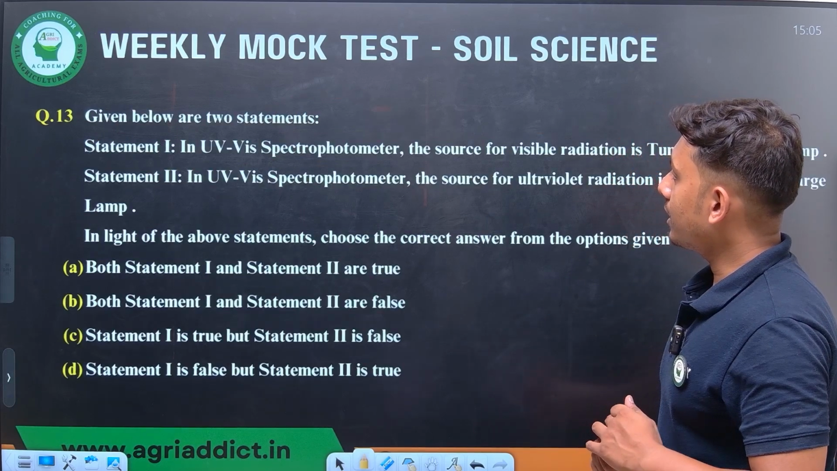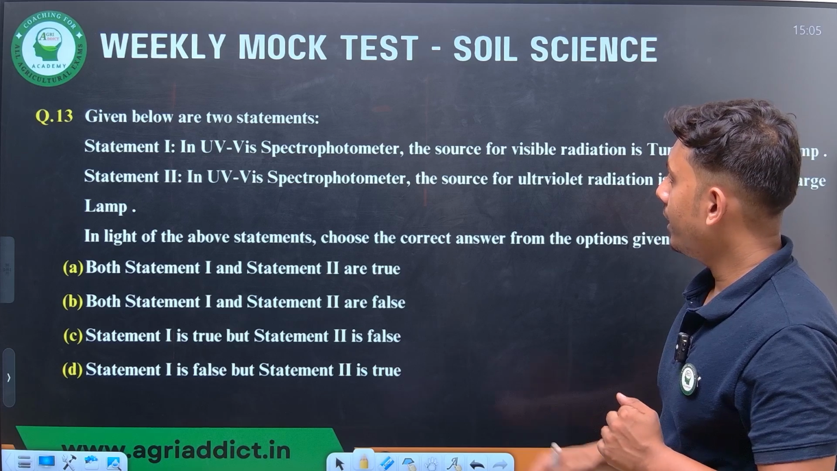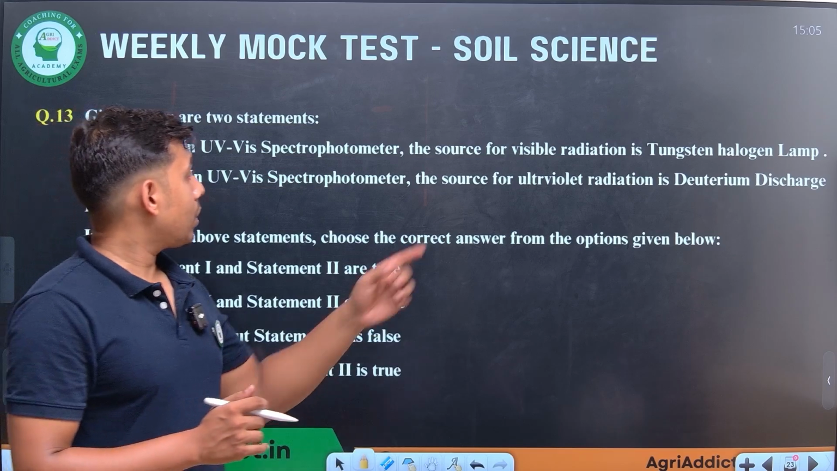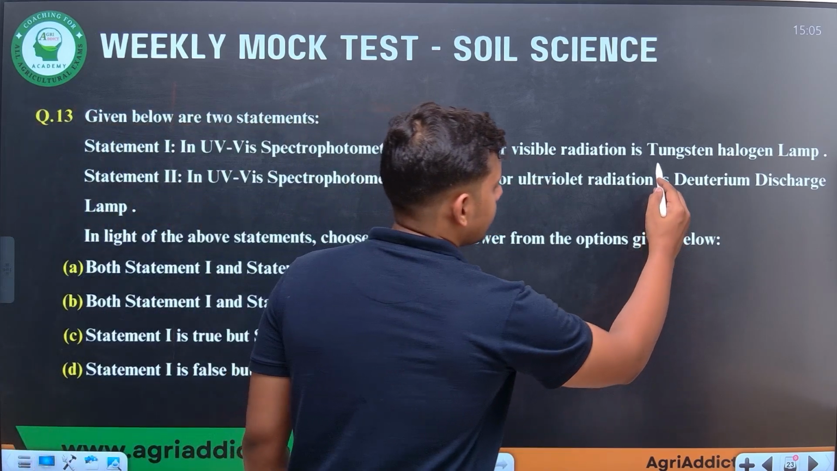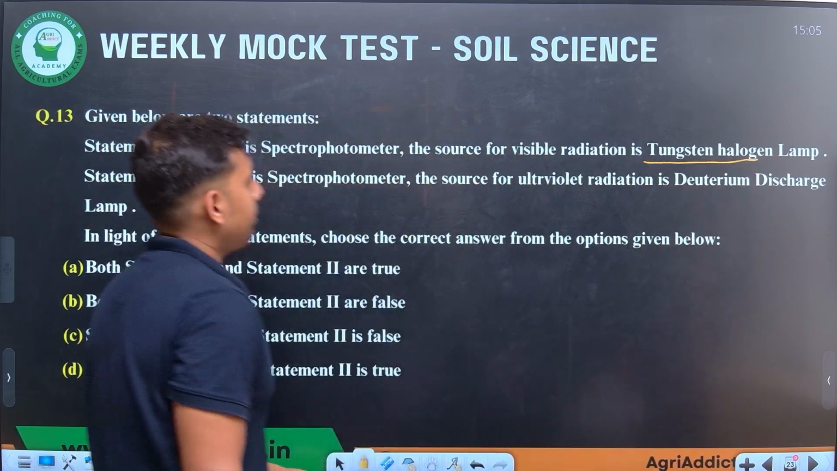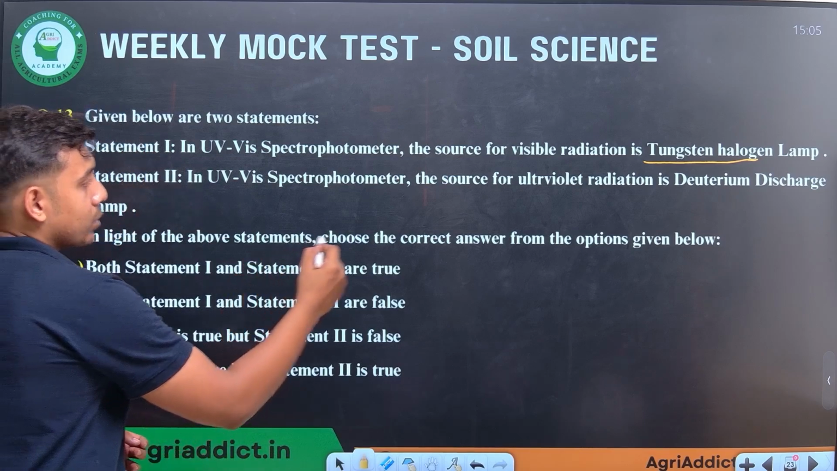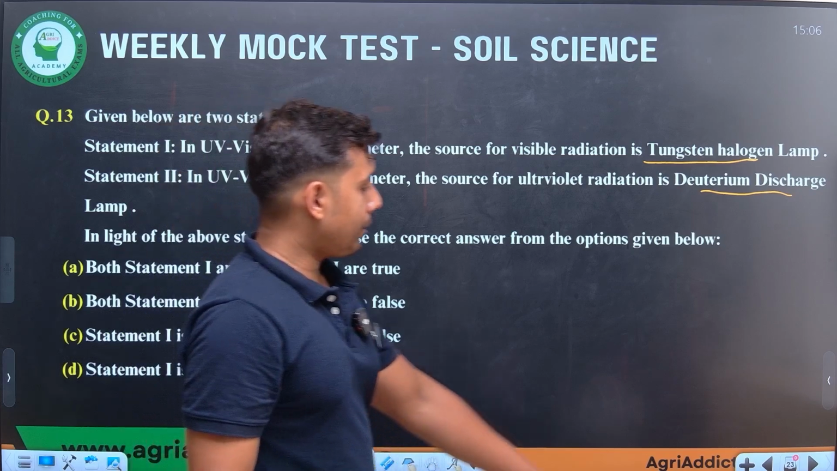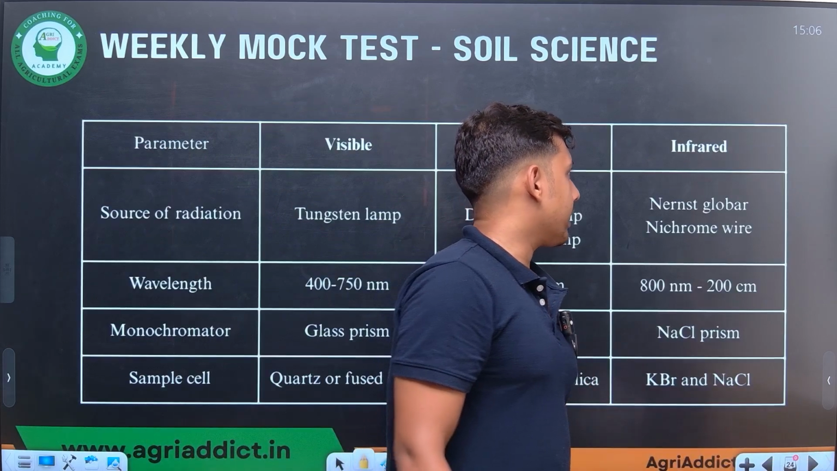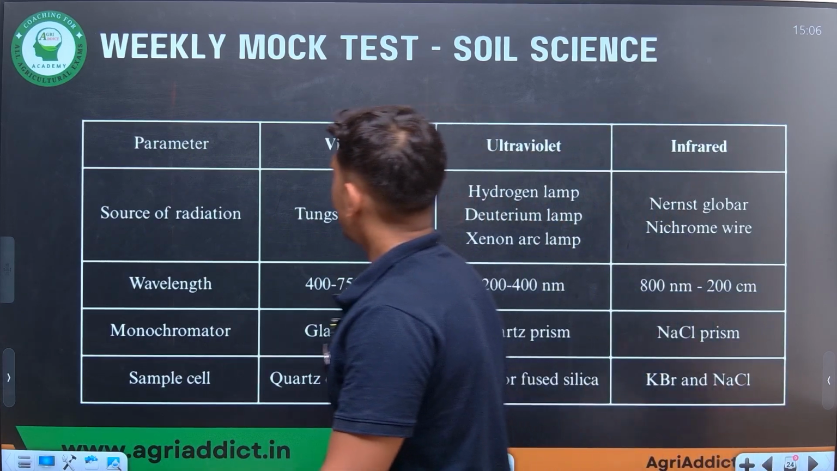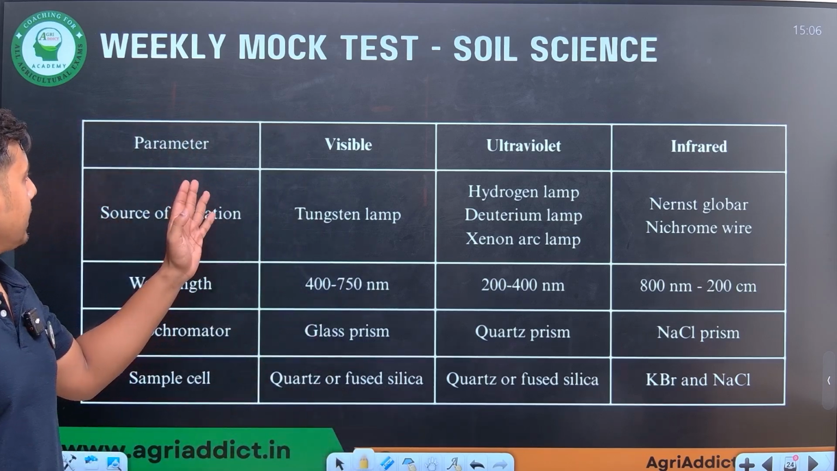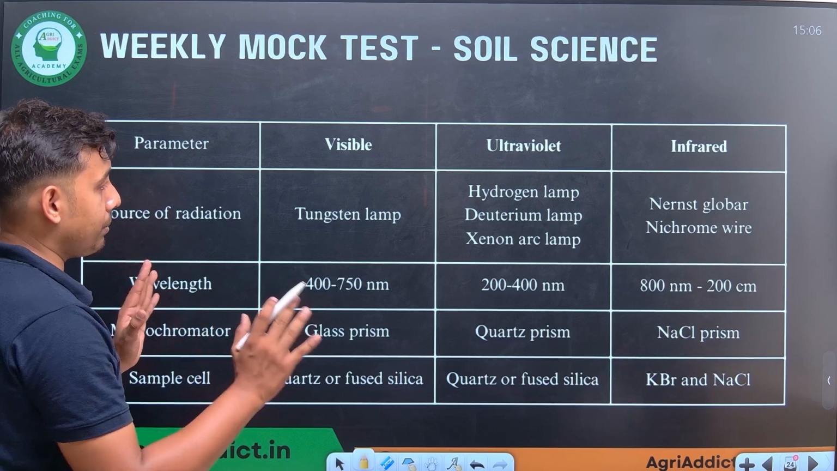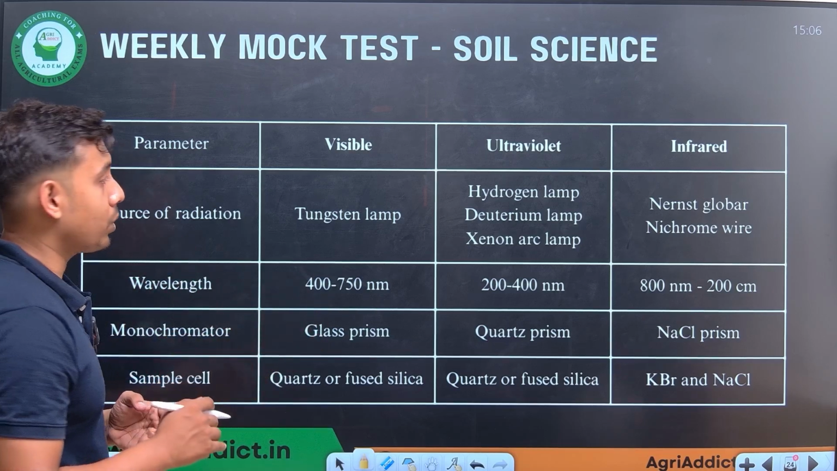Here are the two statements again. In a UV-Vis spectrophotometer, the source of the visible radiation is tungsten halogen lamp, and the source of the ultraviolet is deuterium discharge lamp. So let's know about the different things regarding this. For the visible light, the source of radiation is, try to pause and try to remember this or try to note it down in the notebook also.